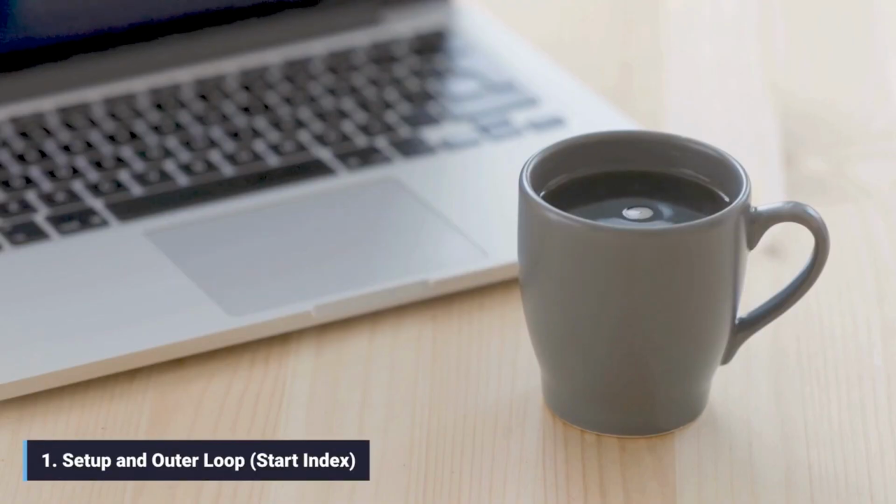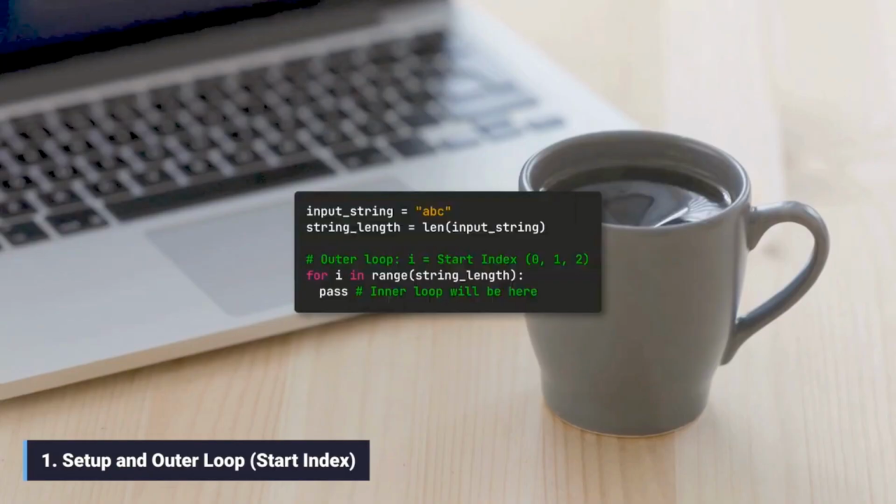1. Setup and outer loop. We start with our input string. The outer loop, using variable I, iterates from the start index 0 up to the end of the string. This loop defines the starting index for every potential substring.